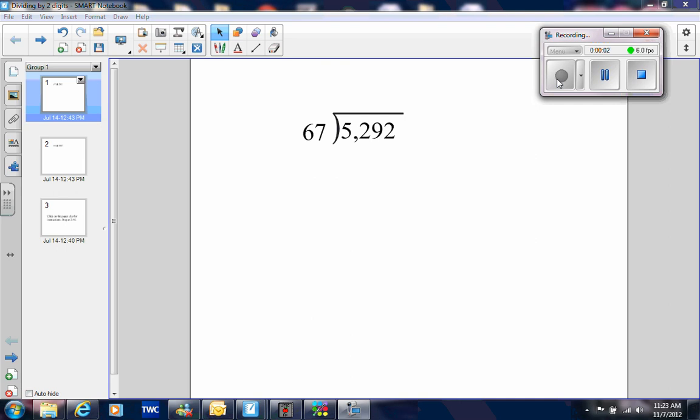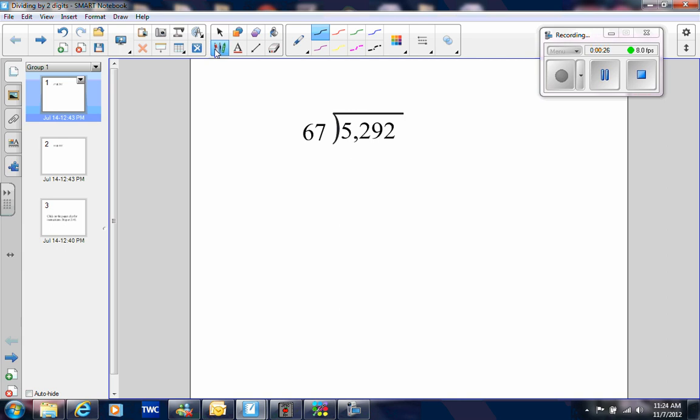Now it's time to go through and do some dividing with 2 digits. It's the same process, but it can be a little bit more challenging just because you have some larger numbers that you're multiplying and dividing with. Alright, so let's get started right away. I think it's a good idea to go ahead and do some estimating, so you look at your answer and see if it's going to make sense when you get done.